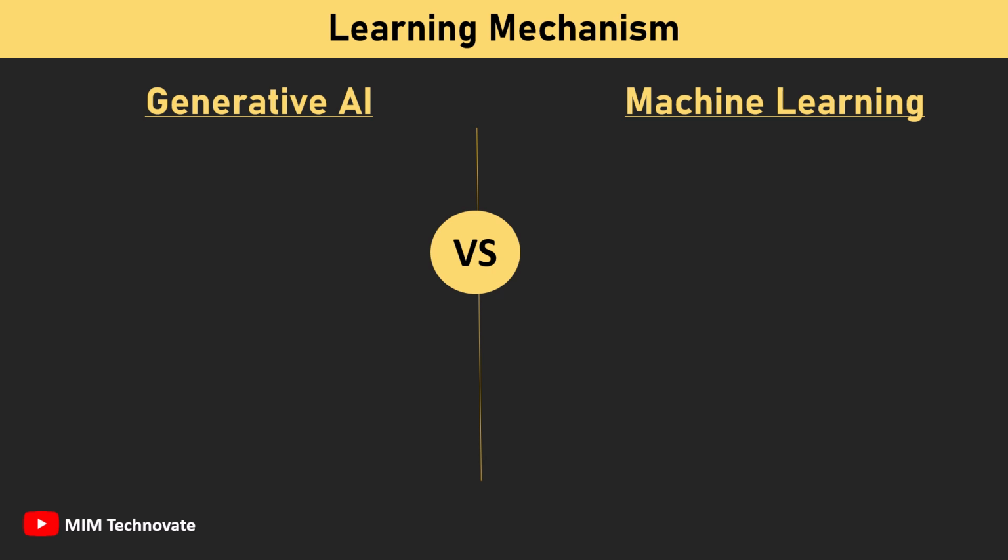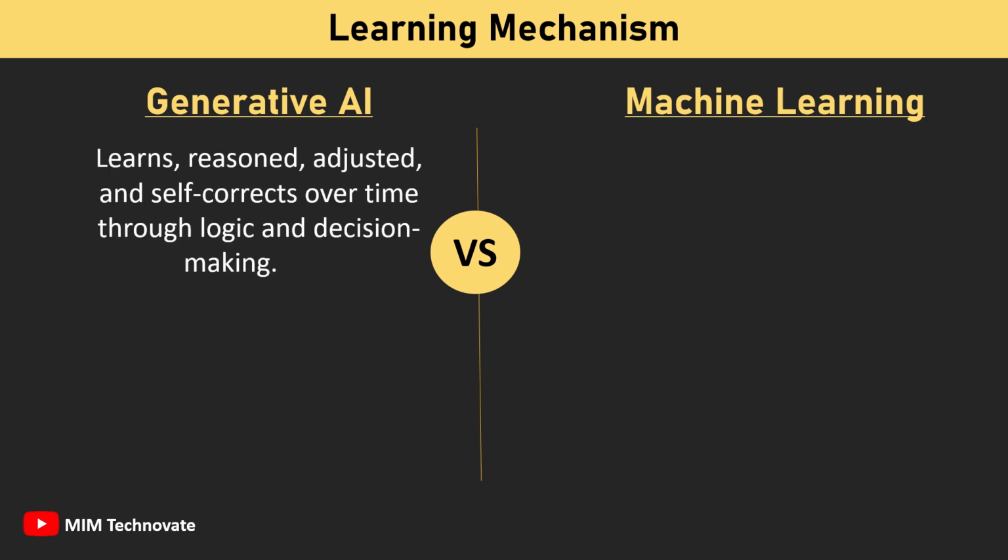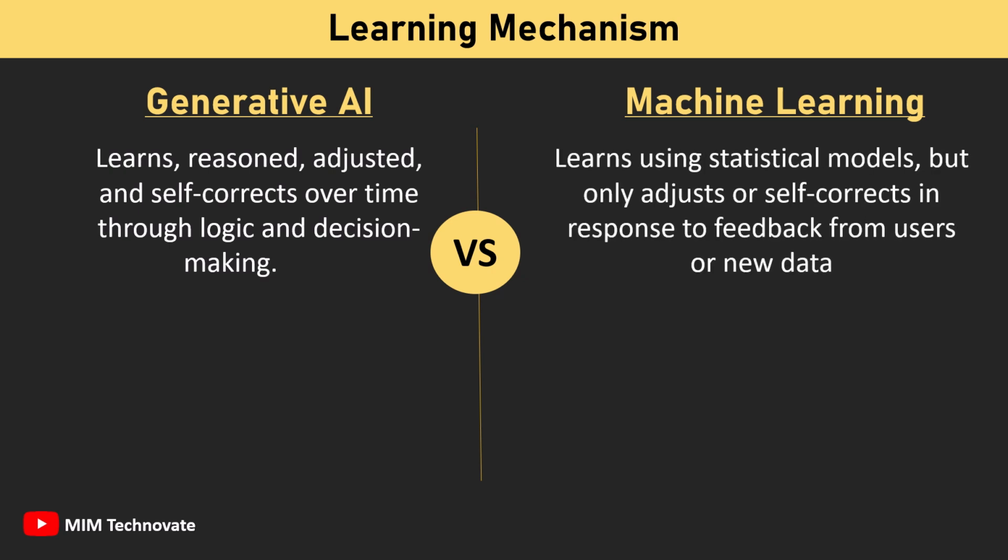Learning mechanism. Generative AI learns, reasons, adjusts, and self-corrects over time, through logic and decision-making. Whereas, machine learning learns using statistical models, but only adjusts, or self-corrects, in response to feedback from users or new data.